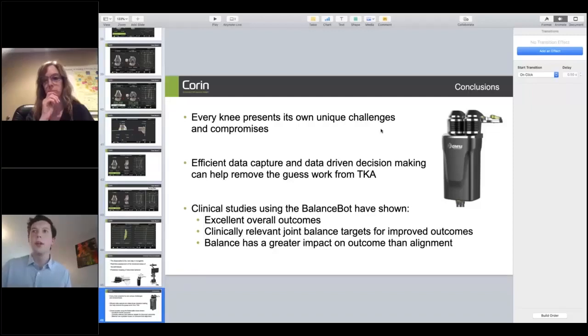All right, thank you very much. We have a question around reaching terminal extension. So the question is, are you okay with sacrificing some flexion for better extension soft tissue tension? And have you noticed any change in being able to achieve full extension?